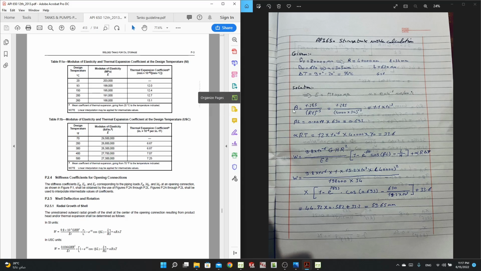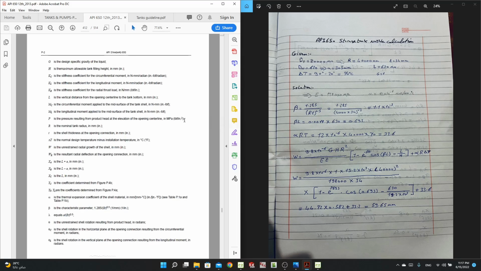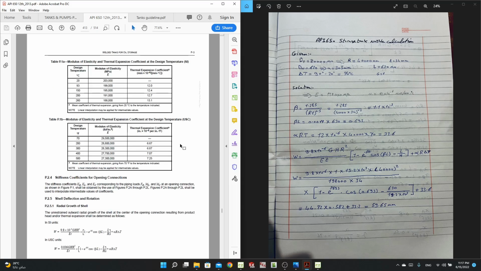First of all, we will calculate the beta. Beta is a parameter that we calculate from the radius and the thickness of the shell. If we go here, we can find it. They explain it as the characteristic parameter, as I told you. Then we calculate P times the height of the nozzle.